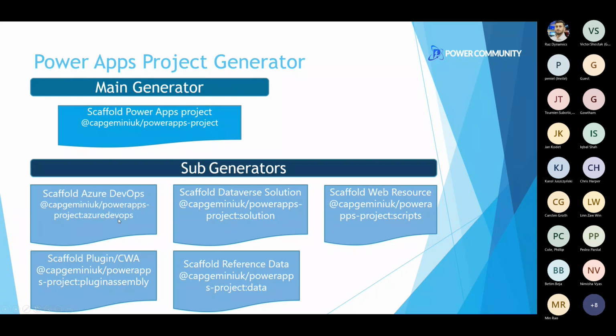So going into the subgenerators, Azure DevOps is the first subgenerator, and this subgenerator is used to scaffold an Azure DevOps project, and it is going to produce the repository. It is going to create a service connection directly on Azure DevOps, because when you run the CD pipeline, in order to move your code into another environment, you need to connect to the Dataverse. So we need a service connection, and this subgenerator is also going to create a service connection automatically for you.